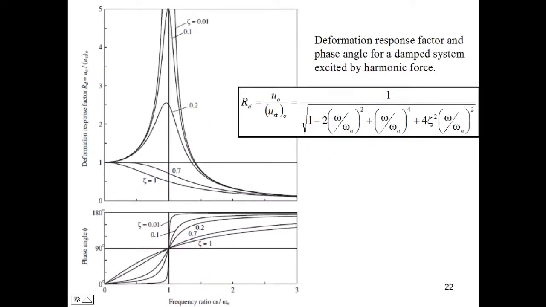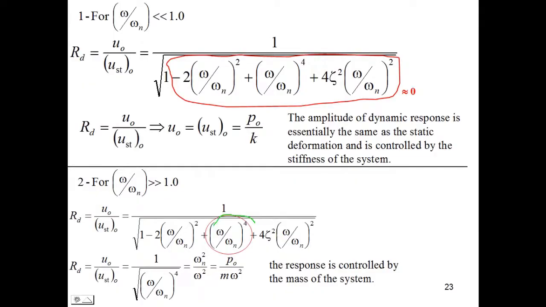If omega over omega n is much greater than 1, in other words, T is much less than Tn, implying that the force is rapidly varying, Rd approaches 0 as omega over omega n increases and is unaffected by damping. For larger values of omega over omega n, the term omega over omega n to the power 4 is dominant. The result implies that the response is controlled by the mass of the system.